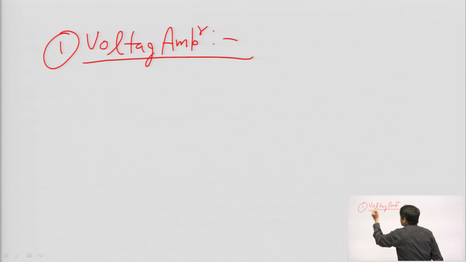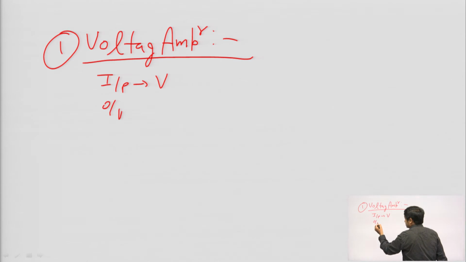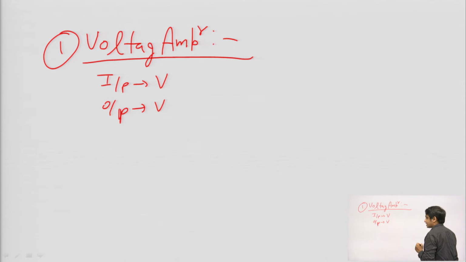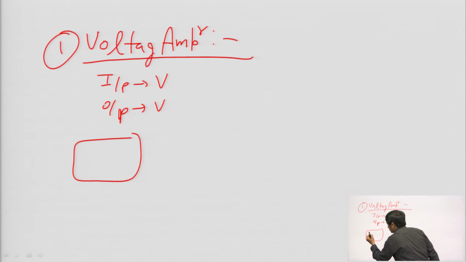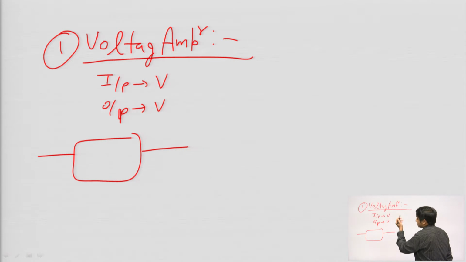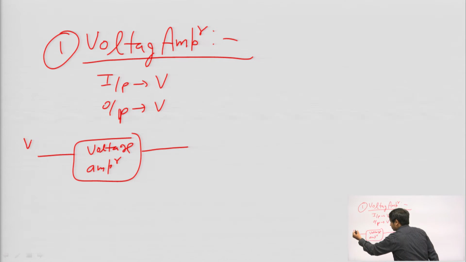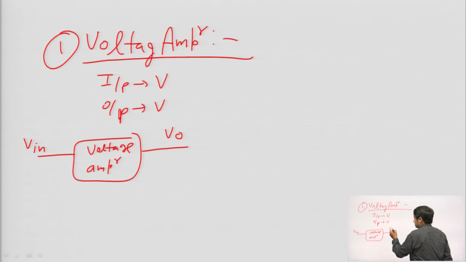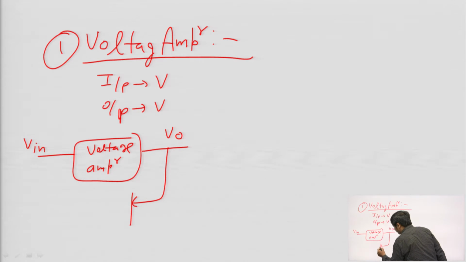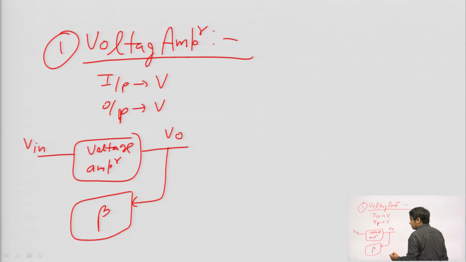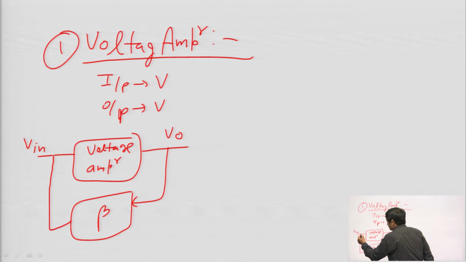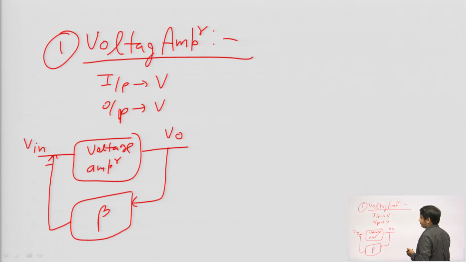In a voltage amplifier, your input is voltage, output is voltage, and in feedback structure, for example, we are considering this voltage amplifier. Now, this is your open loop amplifier, amplifier without feedback. Now, we are connecting a feedback network here whose feedback factor is beta. The output of this feedback network is subtracted from the input because of the negative feedback structure.